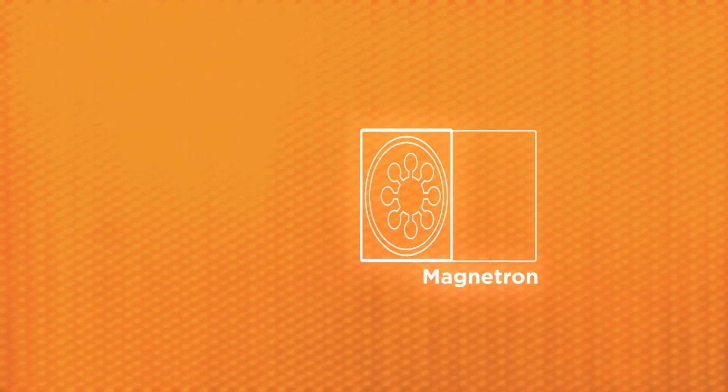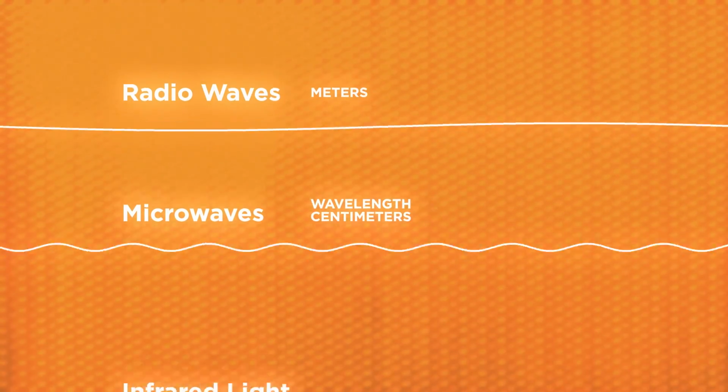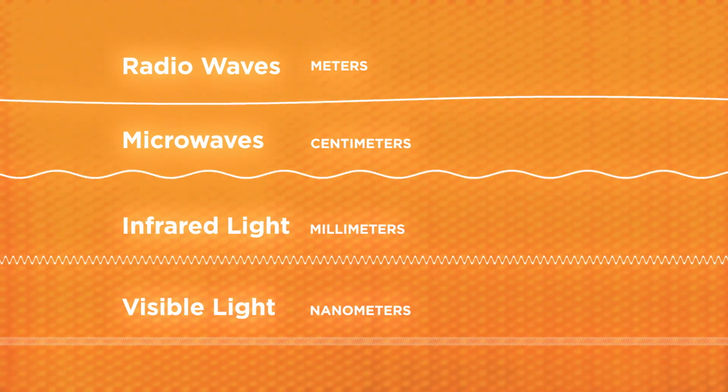The microwave oven works via a relatively simple network of machinery. When you turn it on, a small part called the magnetron emits invisible electromagnetic waves, known of course as microwaves, with wavelengths much shorter than radio waves but longer than infrared light waves.